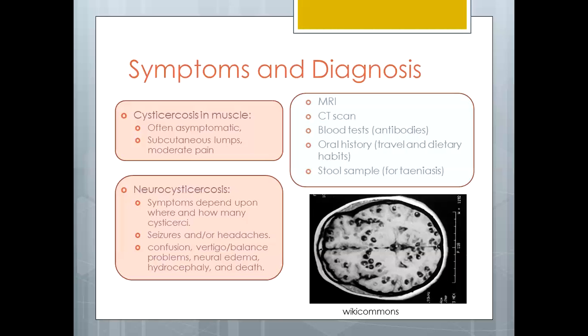The way it's diagnosed is with imaging techniques, MRI, CT scans, and also blood tests where you're looking for antibodies against the T. solium species. You can also look at oral histories, whether an individual has traveled to an endemic region of the world, dietary habits, maybe they were drinking dirty water. You can also look at stool samples and see if they have taeniasis. You can count tapeworm eggs, see if there's evidence for that kind of infection, and that could suggest a higher risk of auto-infecting yourself.